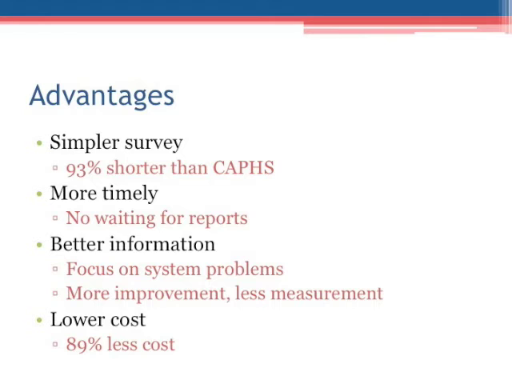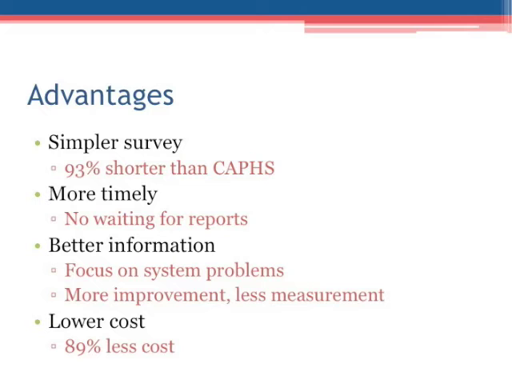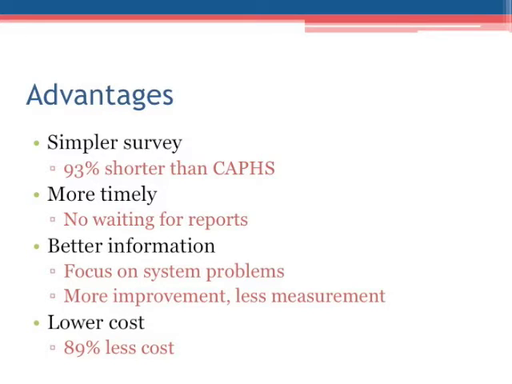First, the Minute Survey is simpler because it asks the user to answer only 2 questions, while the CAFS survey asks 26. This is a 93% reduction in length of the survey, which means that users are more likely to complete it and only have to focus their attention on 2 questions.